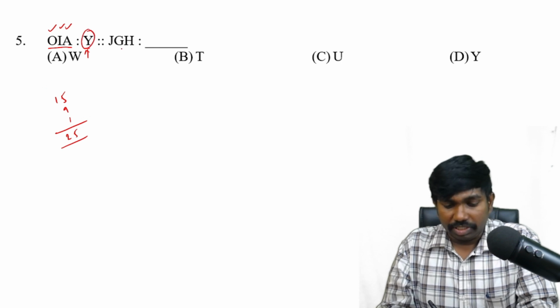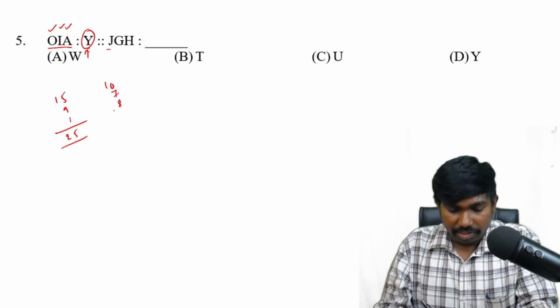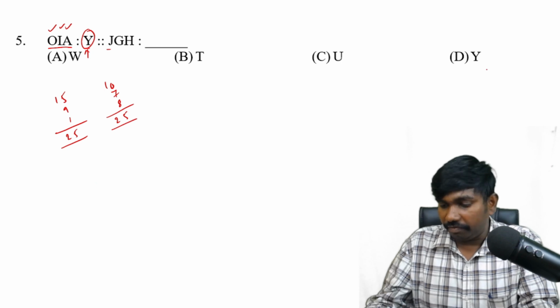But with this logic, if the answer is available, then happy. J is the 10th letter, G is the 7th letter, and H is the 8th letter. Altogether we have again got 25 only. So then the 25th letter is.